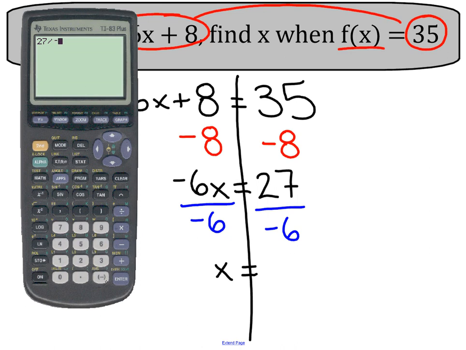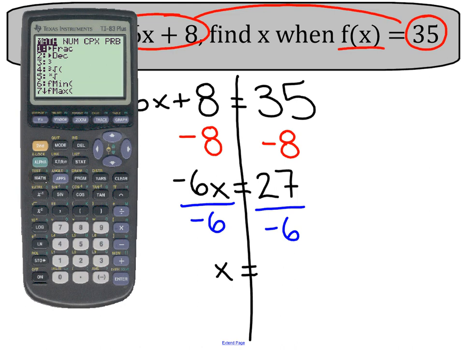Now, when I do that, I press enter, I get a decimal. I don't want a decimal as my answer. I want an actual simplified fraction. So the button I'm going to press is the math key on the left-hand side. So I'm going to press math. And the very first option says fraction. That is what I want.